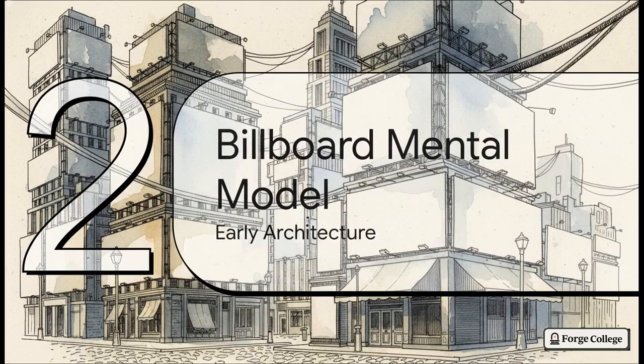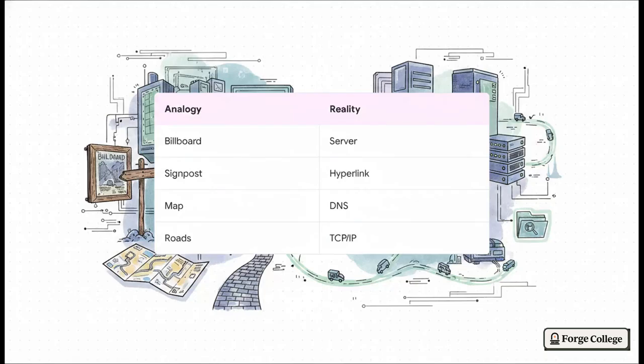Moving on to Section 2, the billboard mental model, designing the early architecture. To really grasp Web 1 without getting instantly bogged down in endless networking jargon, it helps to imagine the early web not as some magical cloud of data, but as a physical, analog city. Look at how this maps out in our sketch.